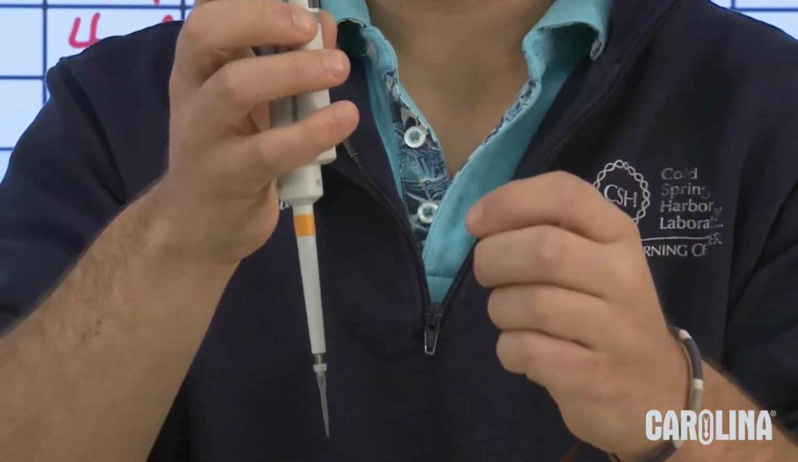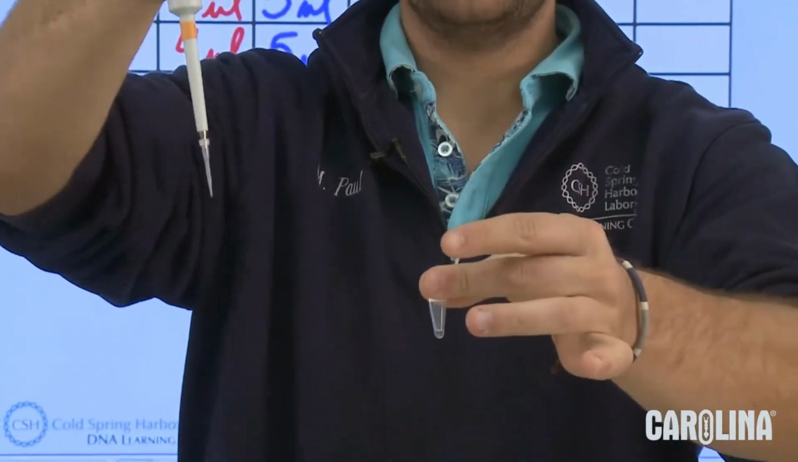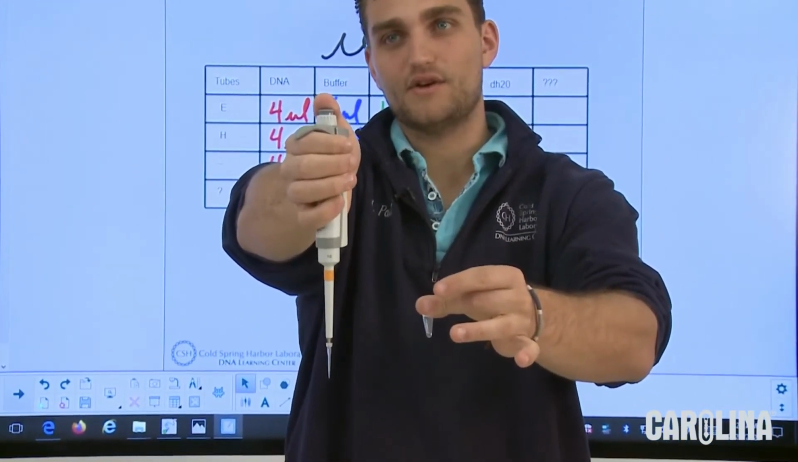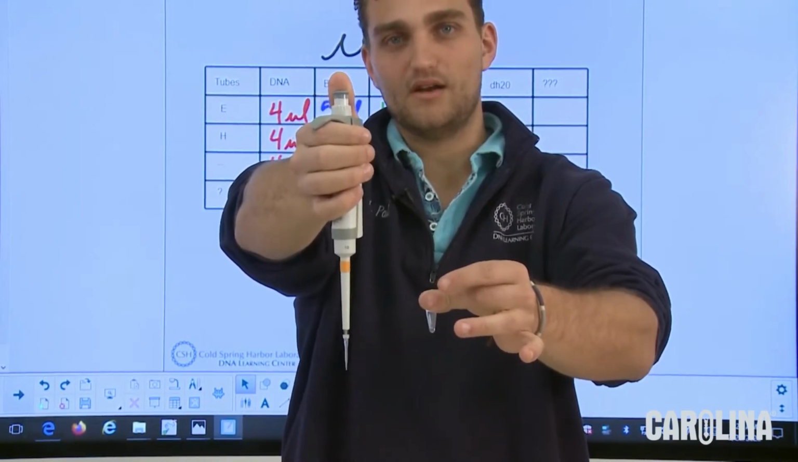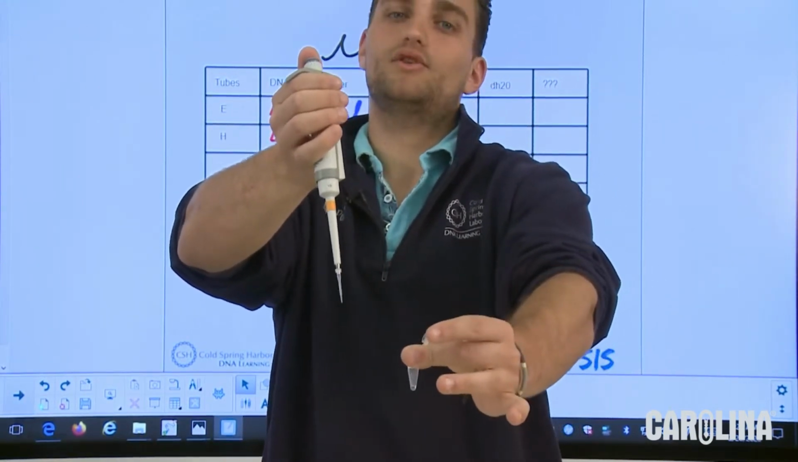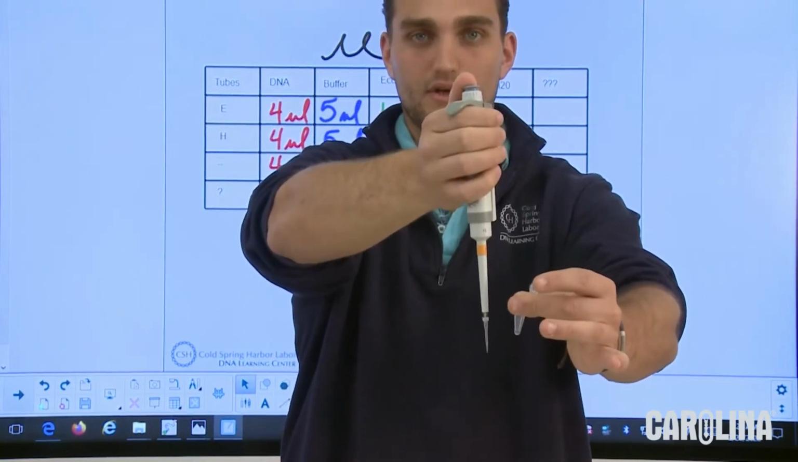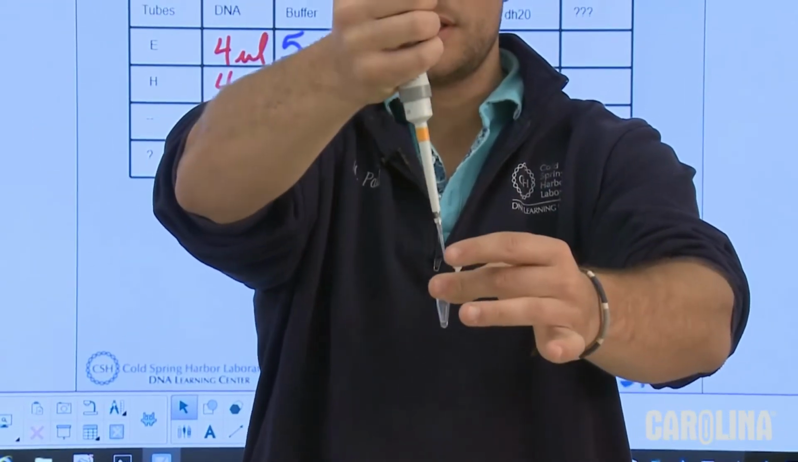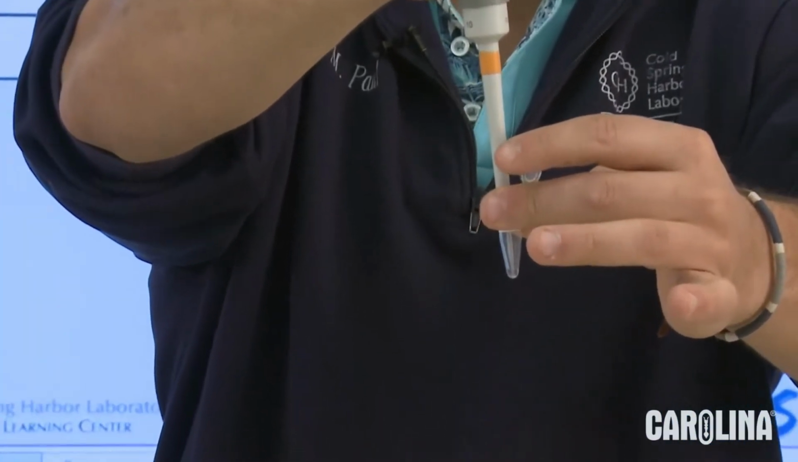All right? So I am going to push down to the first stop. You'll notice if I push down lightly, I go to the first stop. If I push down hard all the way, I go all the way down. The first stop pushes out 5 microliters of air. So if I take my tip, I go into the liquid and I release, I'm going to pick up 5 microliters of liquid. So down to the first stop, into the liquid, slowly release.